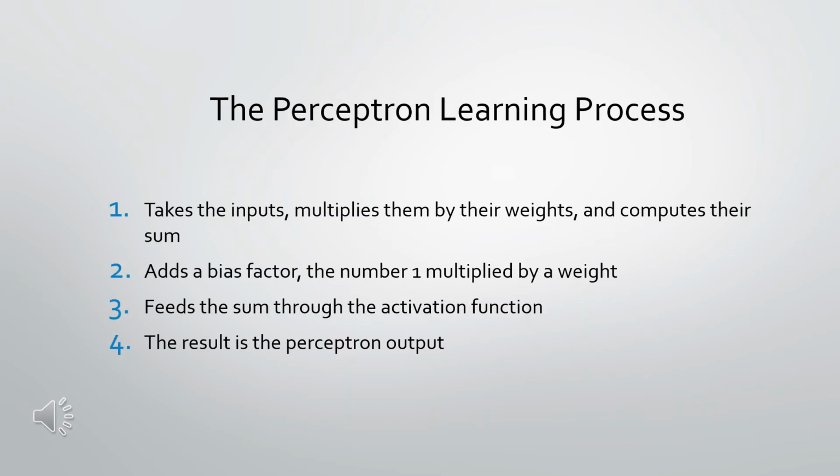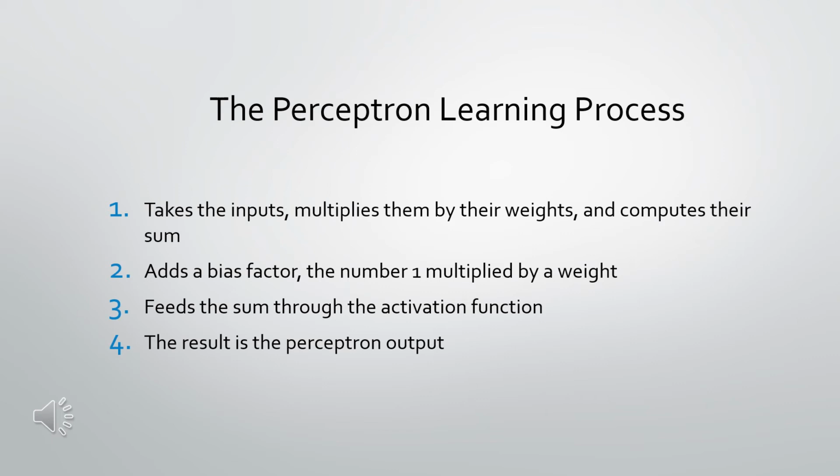The perceptron learning process. A perceptron follows these steps. Number 1, it takes the inputs, multiplies them by their weights and computes their sum. Why is it important? The weights allow the perceptron to evaluate the relative importance of each of the inputs. Neural network algorithms learn by discovering better and better weights that result in more accurate predictions. There are several algorithms used to fine-tune the weights, and the most common algorithm is called backpropagation.